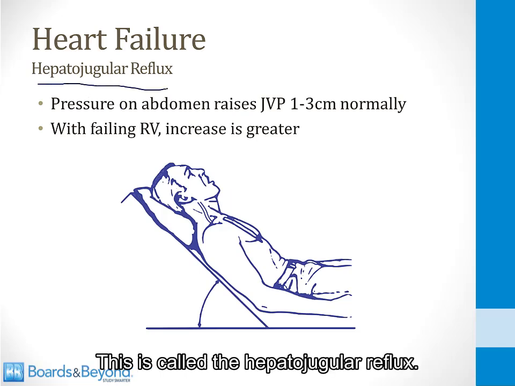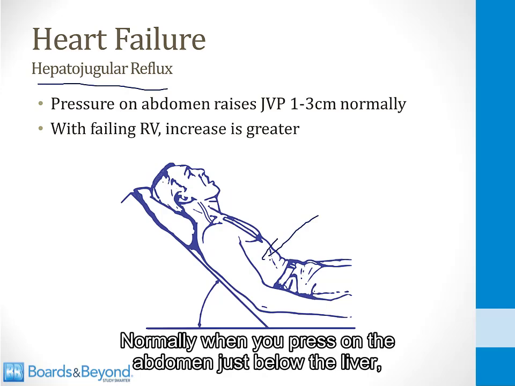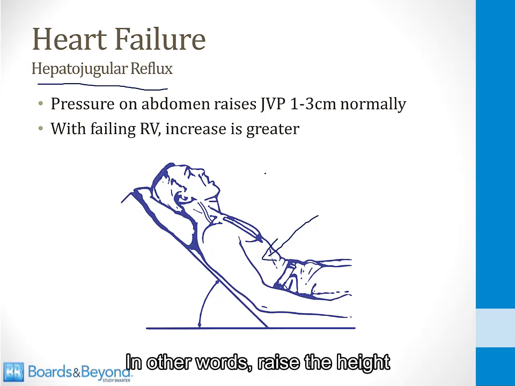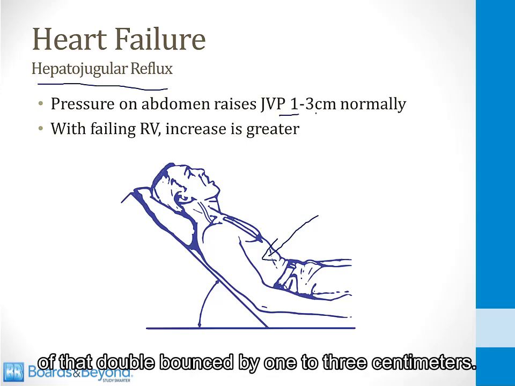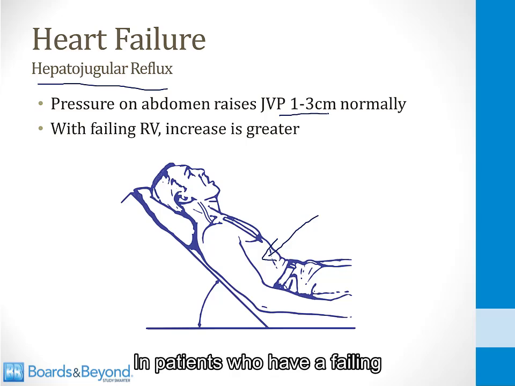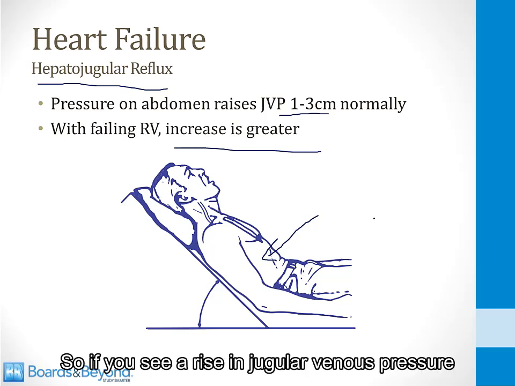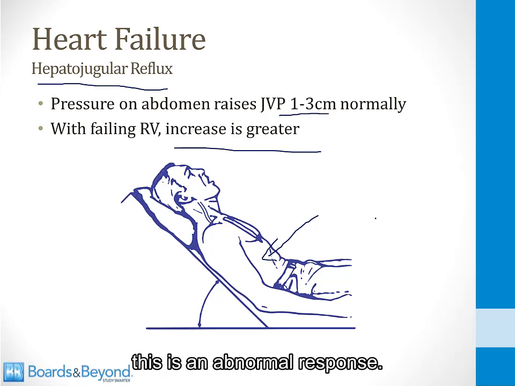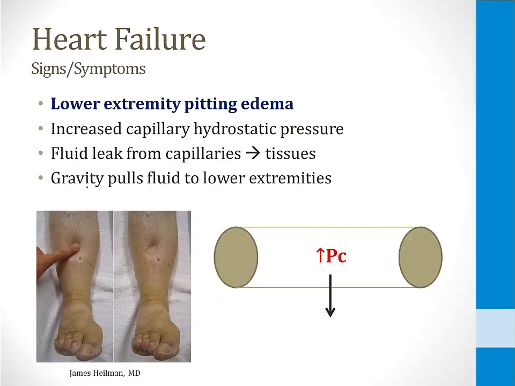There's also another abnormal finding that indicates high venous pressure that can be seen in heart failure. This is called the hepatojugular reflux. Normally, when you press on the abdomen just below the liver, this will raise the jugular venous pressure, in other words, raise the height of that double bounce by 1 to 3 centimeters. In patients who have a failing right ventricle for any reason, the increase is greater. So if you see a rise in jugular venous pressure that is 5 centimeters or 6 centimeters, this is an abnormal response. It's abnormal hepatojugular reflux.